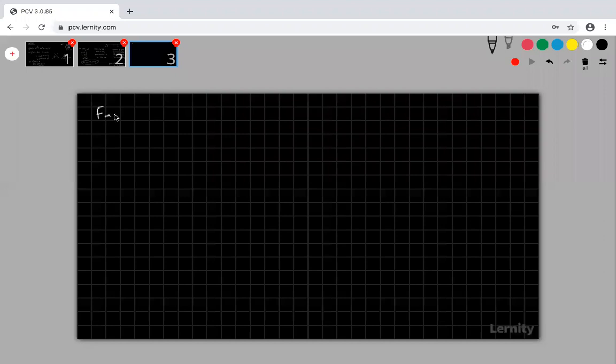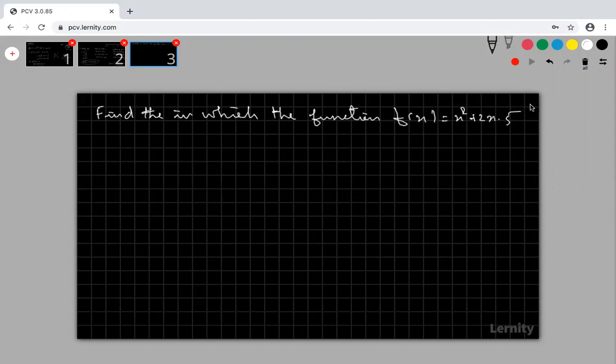Find the intervals in which the function f of x equal to x square plus 2x minus 5 is strictly increasing or strictly decreasing.